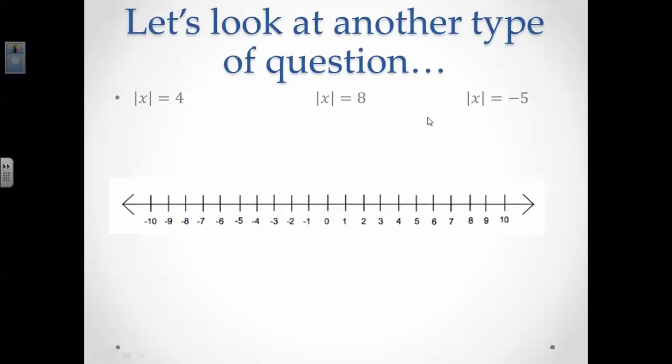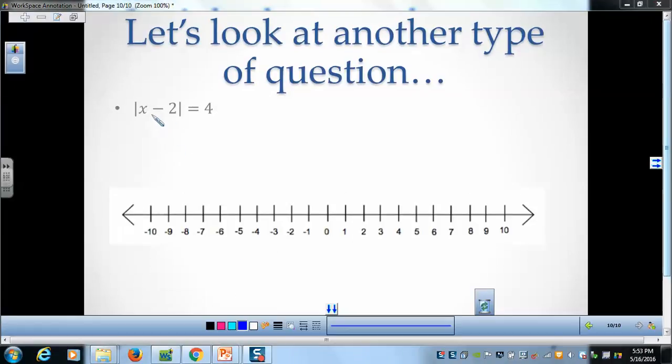All right, now, there's also another slight variation on this problem. Now notice we have a lot of stuff happening inside of our absolute value bars. So now this is saying, okay, when I take a number and I subtract 2, its distance from 0 will be 4. So we're still looking for two numbers that have a distance of 4, but I have to subtract 2 first to get there.